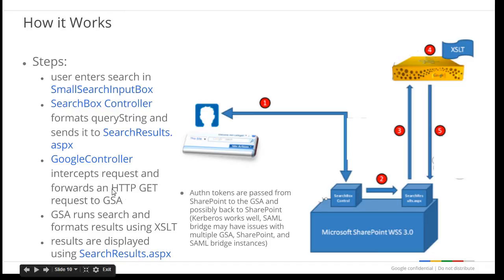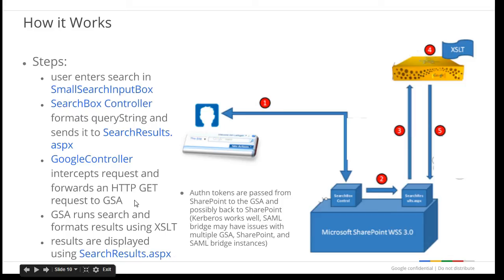the user's authentication token. The GSA authenticates the user, runs a search, and either returns formatted results or raw XML, depending on what you specified during the search box install. Finally, the results are displayed using searchresults.aspx.